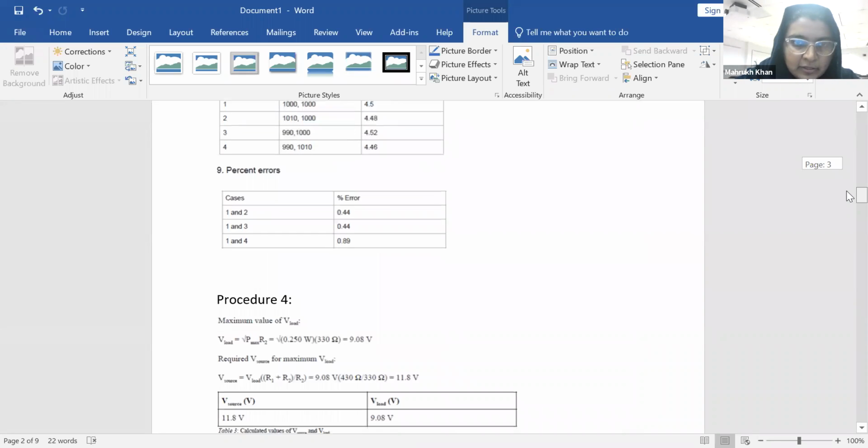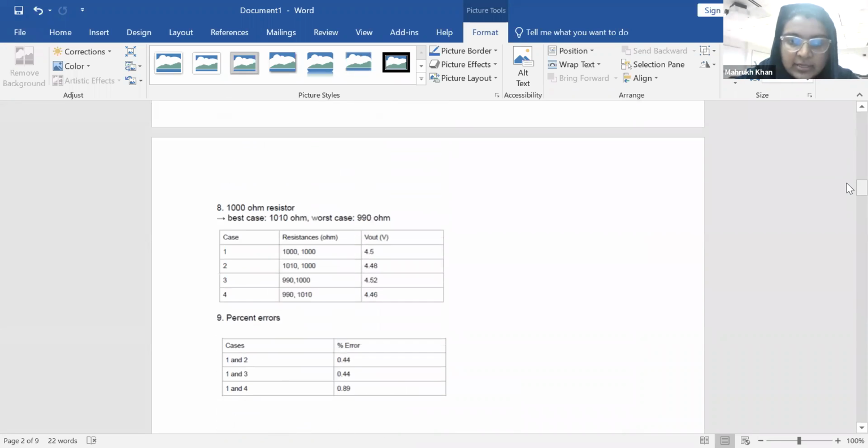Another student has done it this way. He or she did not use all the combinations, but some of the combinations to see the difference. It's also right. I was not expecting you guys to use all the combinations, okay? But use different combinations to show the difference at the output, at the V out, okay?